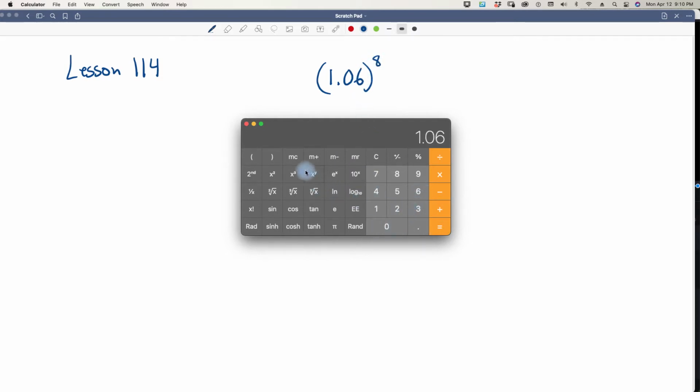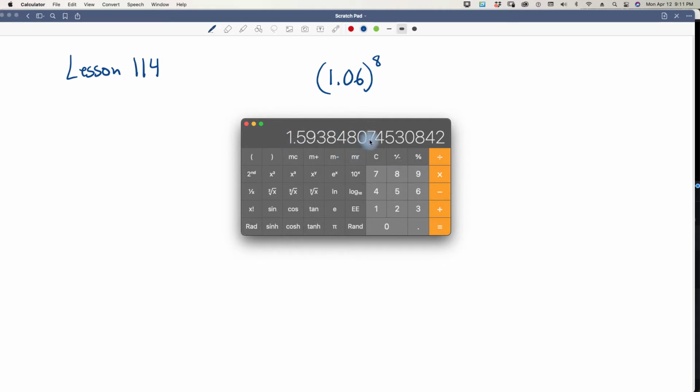1.06 and then I'm going to hit the exponent key, which is XY. Then I'm going to type in my exponent, which is 8, and then hit equals. Apparently I didn't do something right. Let me clear it. 1.06 XY 8 equals. There we go. I must have not hit something all the way. And so this is your answer.